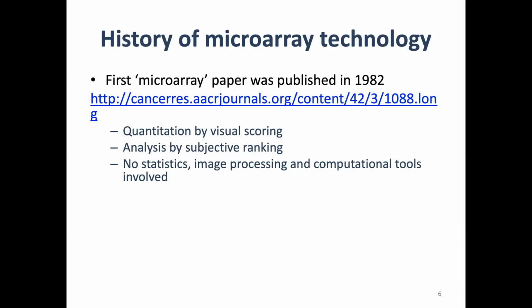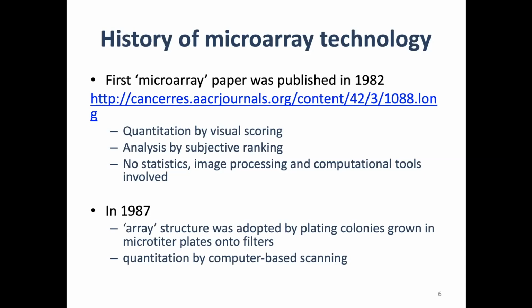There was no statistics involved. It was just based on visual scoring. No image processing, no computational tools involved, nothing. So it was a very simple, primitive method in 1982. Then in 1997, the array structure was adopted by plating colonies grown in microtiter plates onto filters, and quantification was done by computer-based scanning. So here two things improved: one was the array structure, and the other was computer-based scanning.